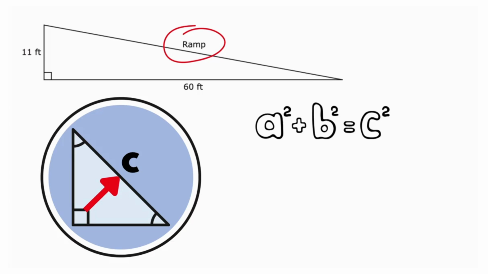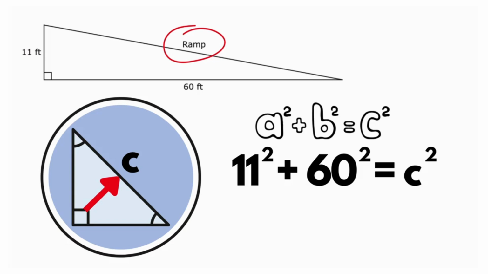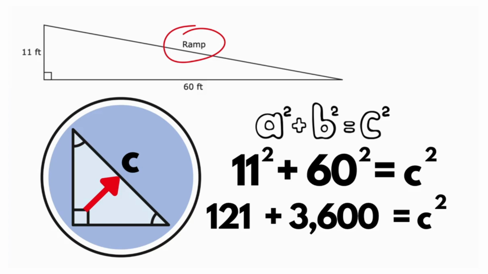So now we know that if C is what we're looking for, A and B will be the other two, the two legs of the triangle. So when we plug those into the formula, we'll get 11, which is the height of the ramp. So do 11 squared plus 60, which is the length of our ramp, 60 squared equals c squared. Let's go ahead and calculate those. 11 squared is 121, 60 squared is 3,600, and we go ahead and add those together.